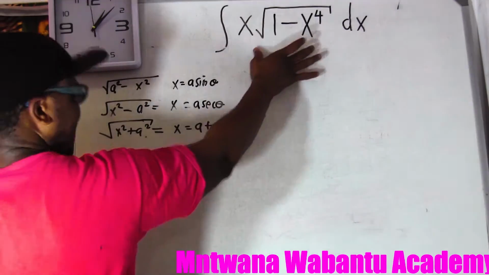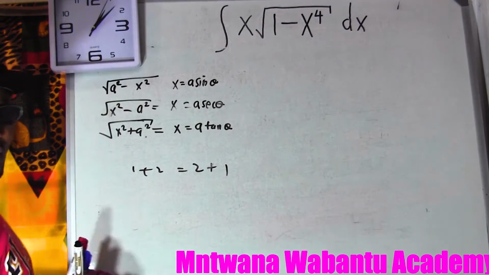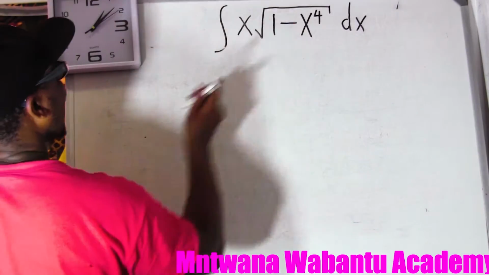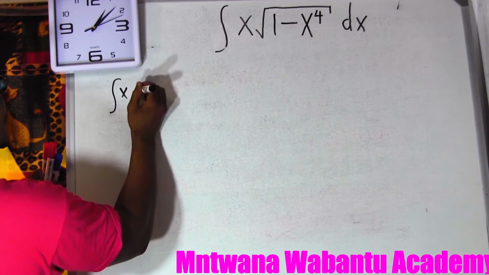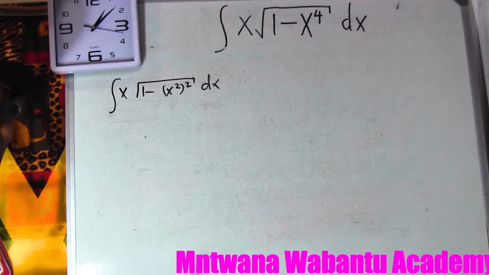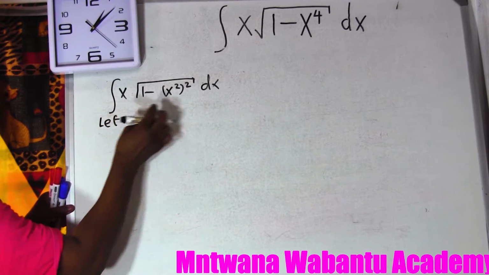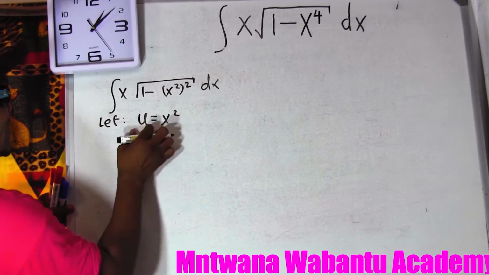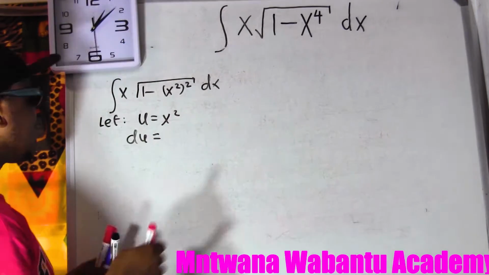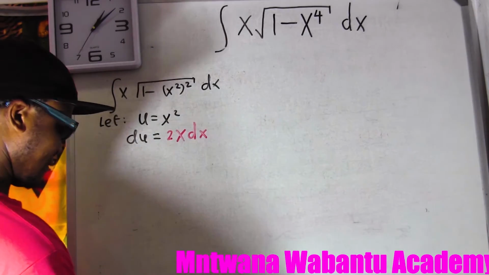So for this case we know we're going to use sine substitution, but before I say sine substitution, this is power 4 and you don't need power 4, it must be power 2. So first I'll break this. I'll say this is equal to the integral of x, and then this is going to be square root of 1 minus x squared squared, dx, and then after that I'm going to have to eliminate this. Okay, so I'll let u equal to x squared, differentiate, this will be du equal to 2x dx.